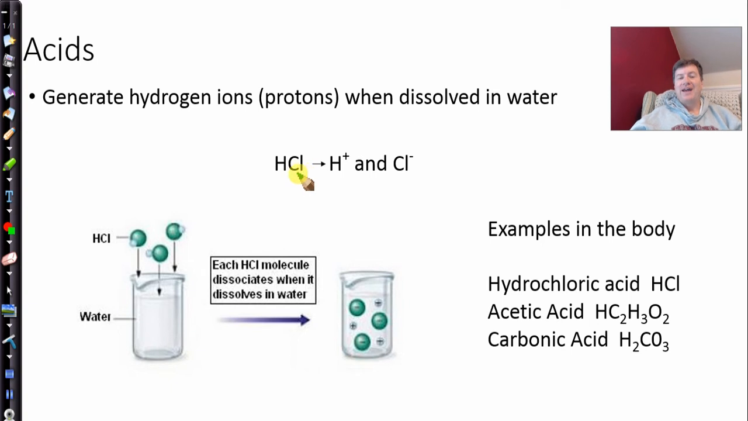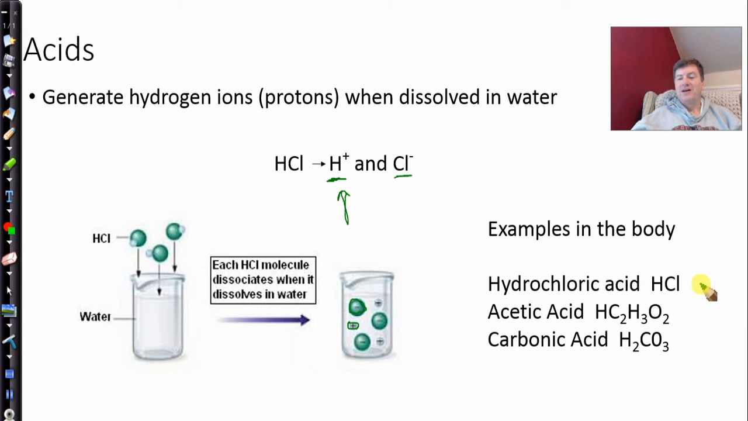So when you put hydrochloric acid in water, it forms hydrogen ions, protons, and chloride ions. You can see that in our example here. This represents chloride, and this represents hydrogen ions. So when you put hydrochloric acid in water, it generates hydrogen ions, and therefore, by definition, it is an acid.